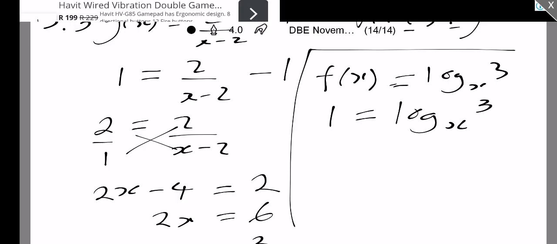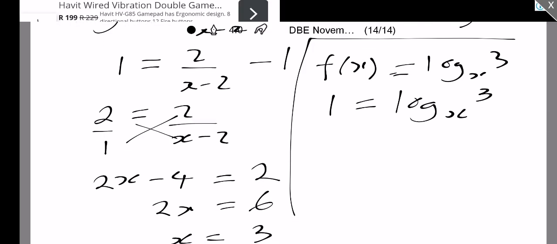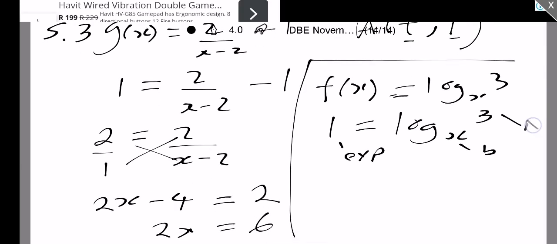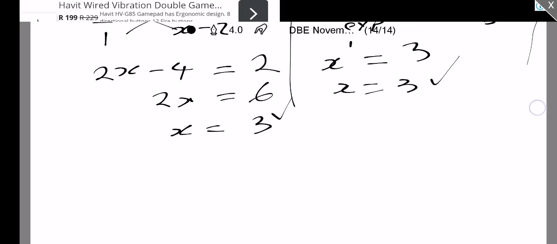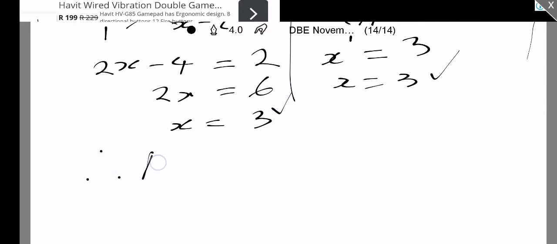Now what do we do from here? We've got to convert to exponent form. Now remember how to convert. This is the base, this is the exponent, this is the number. Now we're going to say base x to the exponent 1 equals 3. So x equals 3. Now that means the coordinate of A is (3, 1).